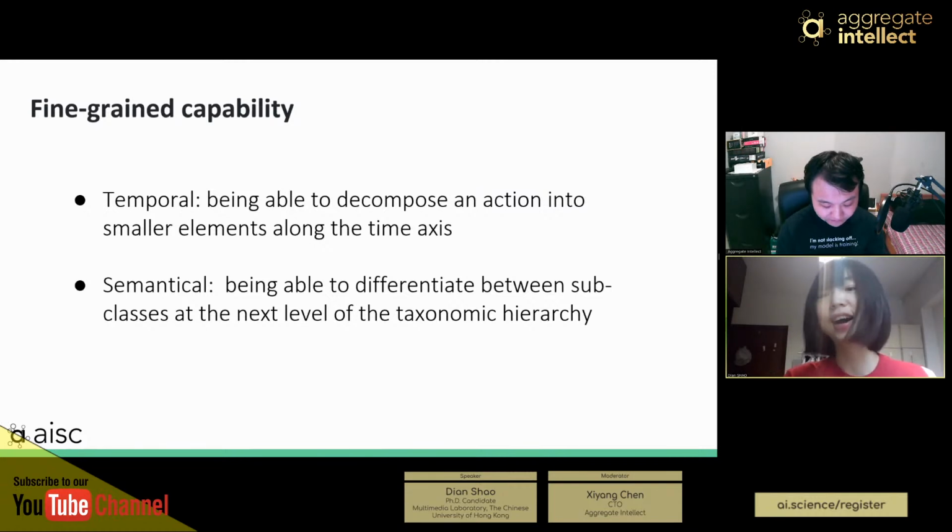It is worth noting that the fine-grained capability here involves two aspects. The first is temporal, that is being able to decompose a relatively complex action into smaller elements along the temporal dimension. The second is semantical, that is a model should be able to differentiate between subclasses at finer granularity.